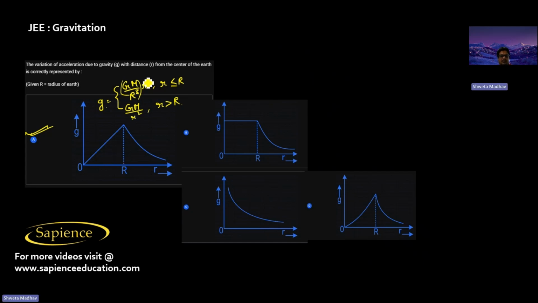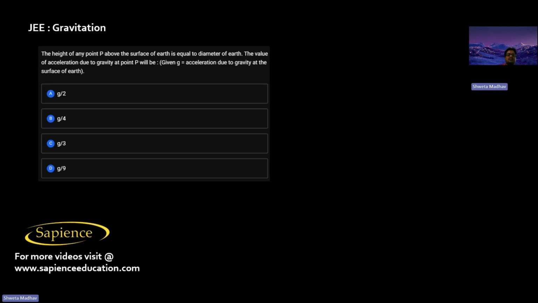So it means from 0 to r it will be a straight line, and then it will decrease as a function of 1 by r square for more than r. Option A is the correct answer.